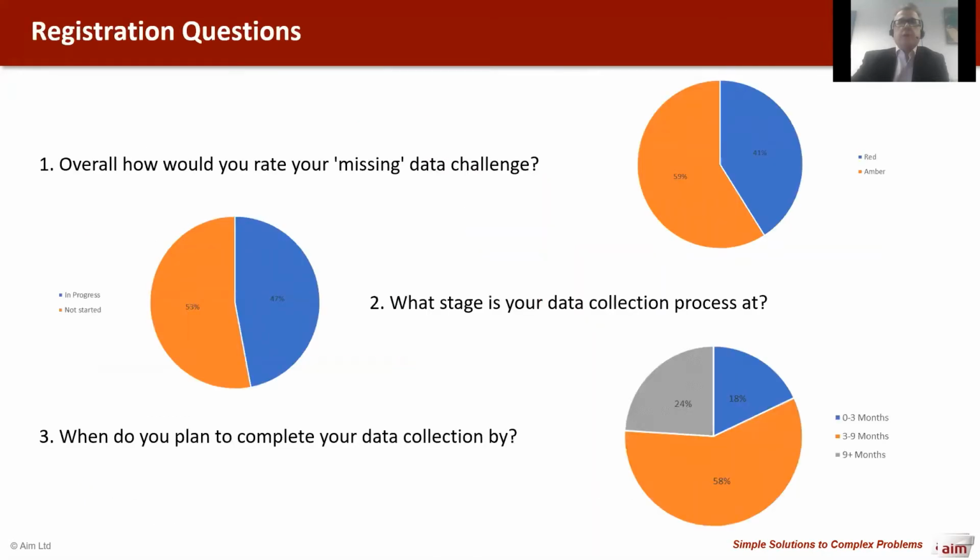Just before we jump into the sessions, though, we asked everybody who was registering for this session three questions. I'd just like to share with you some of those answers. The first question was, overall, how would you rate your missing data challenge? For that, 41% said they were in the red, so that was work to be done there. 59% were amber, so work had started, identifying what data they would require. No one, of course, at that stage was in green status, with progress having been made or completed.